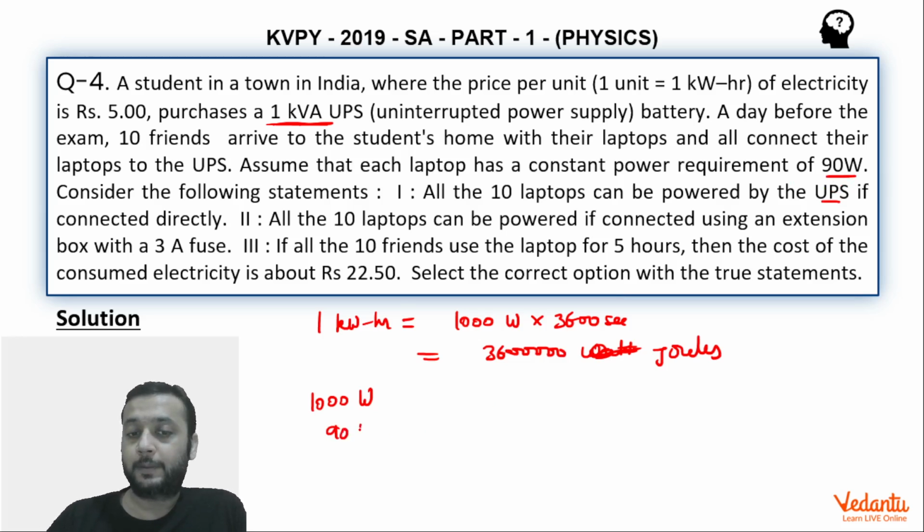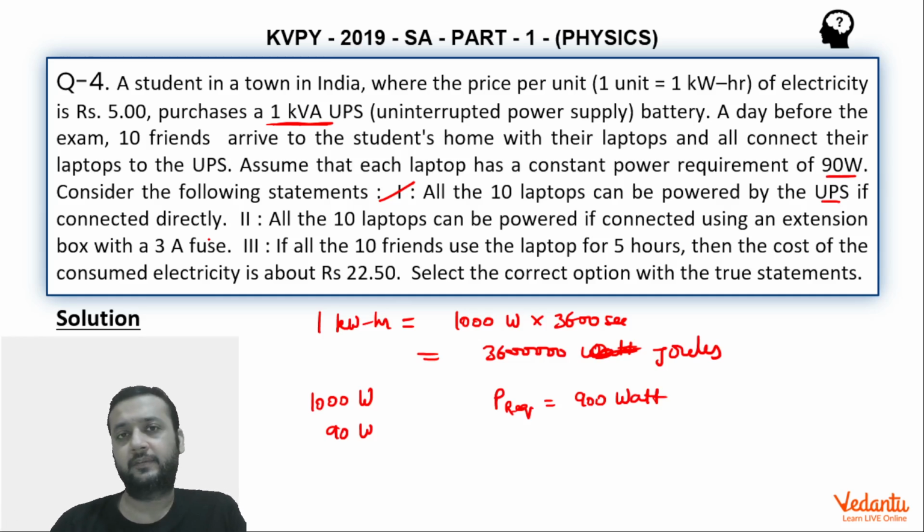Okay, so the power required by 10 laptops will be 900 watt, if you use all the 10 laptops together. And the power available is 1000 watt. So definitely all the 10 laptops can be powered by the UPS. Statement 1 is correct, definitely.